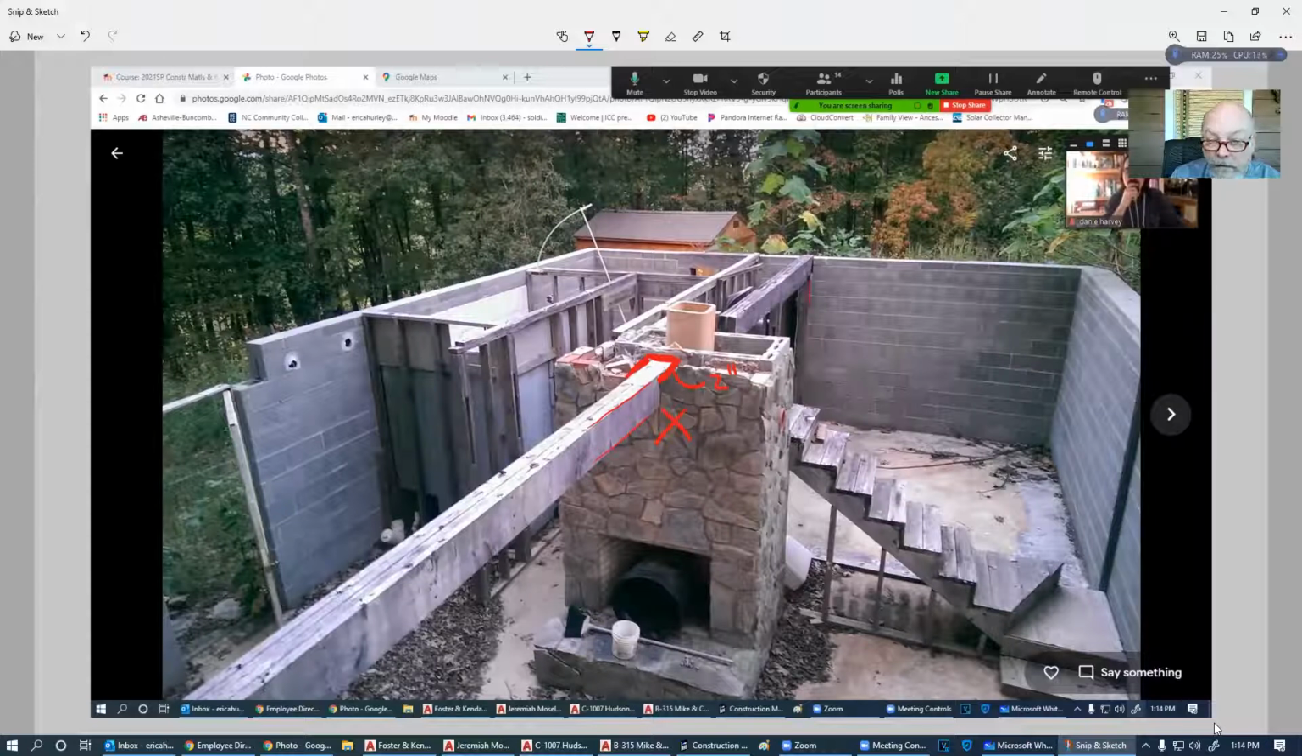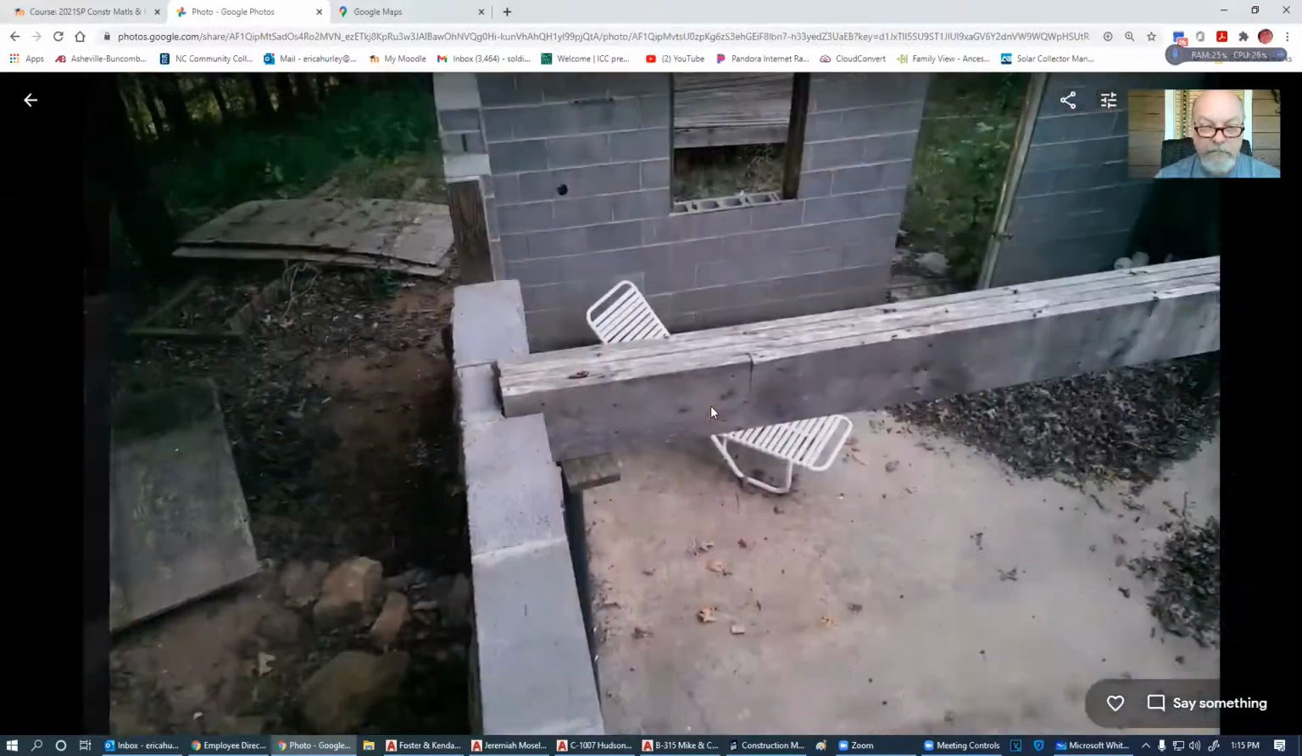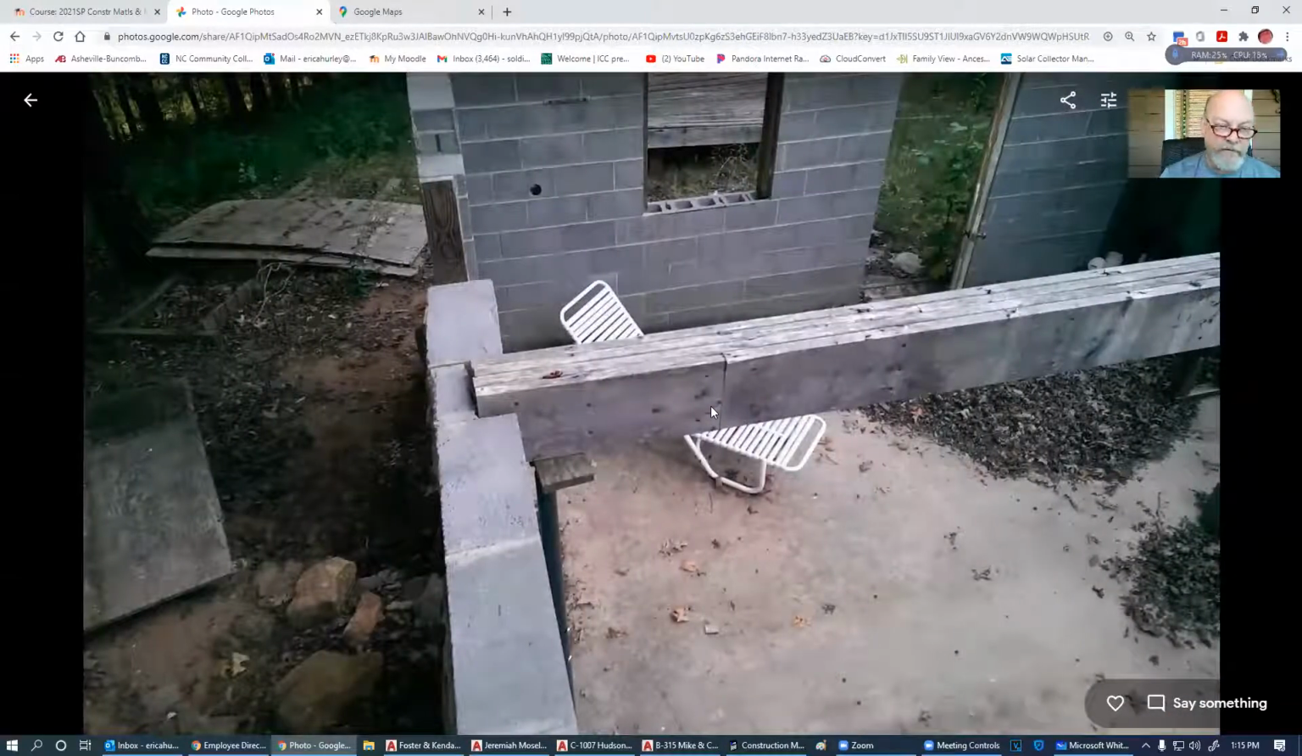Notice over here, they put another stand up here to pull this up off of the block. Non-pressure treated homemade girder there. Very illegal. There's another view of it.